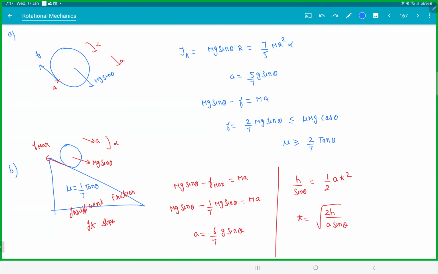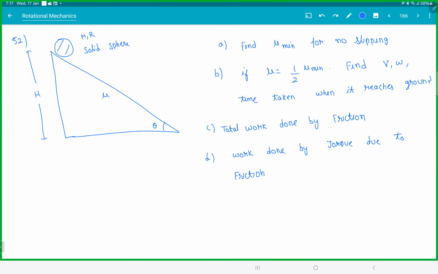Work done by total friction till it comes down. Work done by friction on the body, right? Which case? Okay, case बोल रहे हो, for case B. Case A would be easy, right? No slipping, na? Total work is 0.